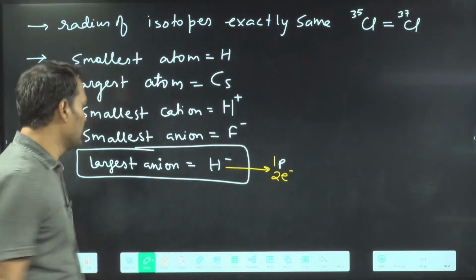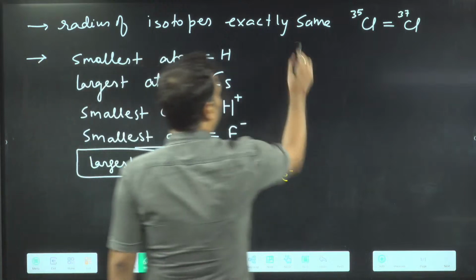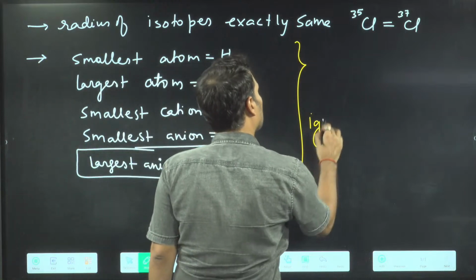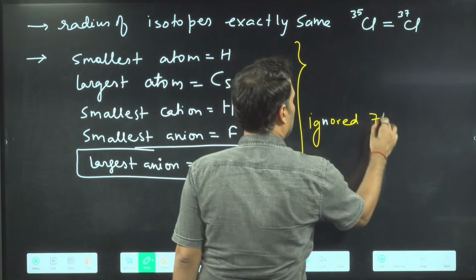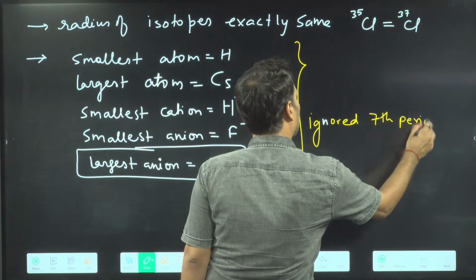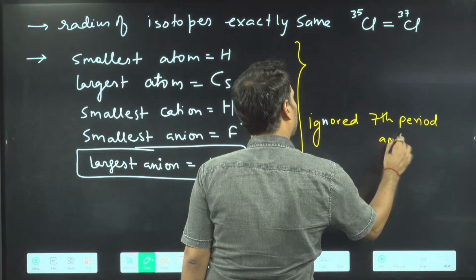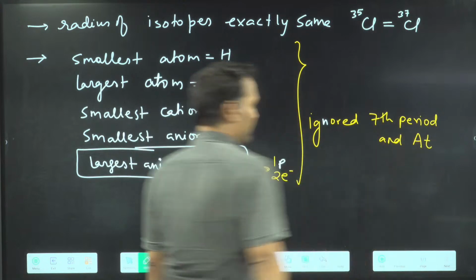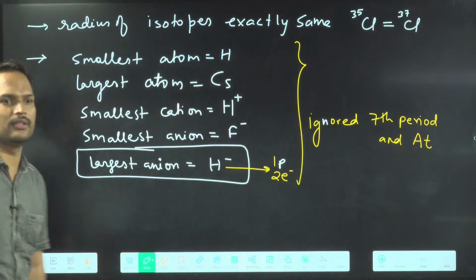Clear with this point? So these few data are there, and here we have ignored the seventh period and astatine, element 85. Everyone knows. So these things we have.